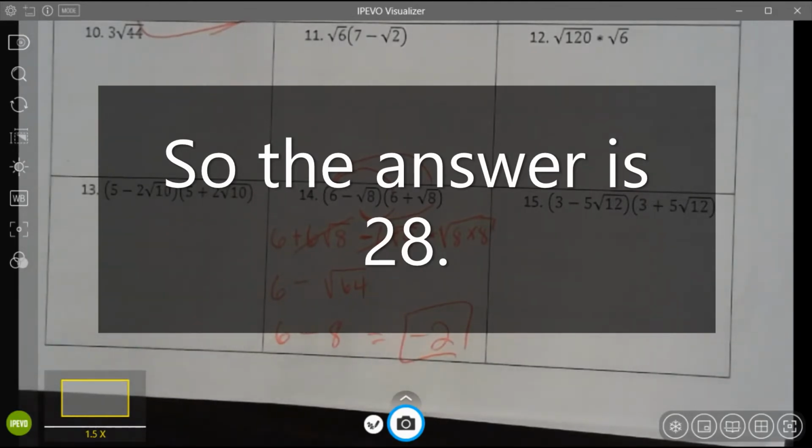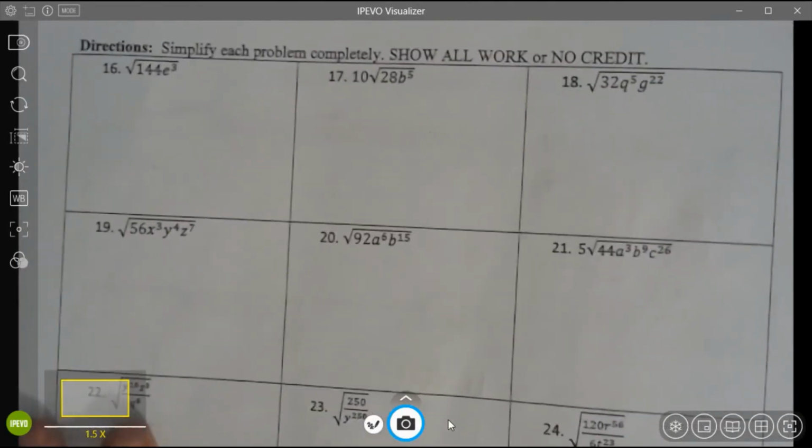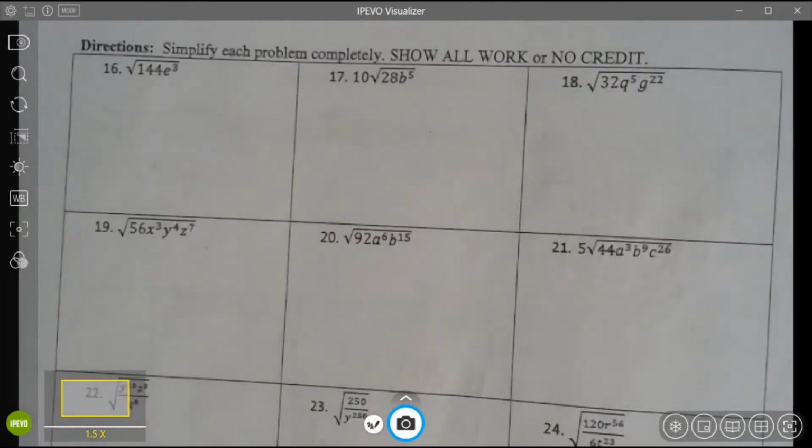So flip. I'll do a couple of the ones on the back with you as well. Okay, so on the back, number 16. Let's go ahead and do that one together. So this has a number and a letter with it. So square root of 144 e cubed. So we can sort of handle the numbers and the letters separately. The square root of 144, well, 144 is a perfect square. That's just 12 times 12. Okay, so we could pull that out right away.